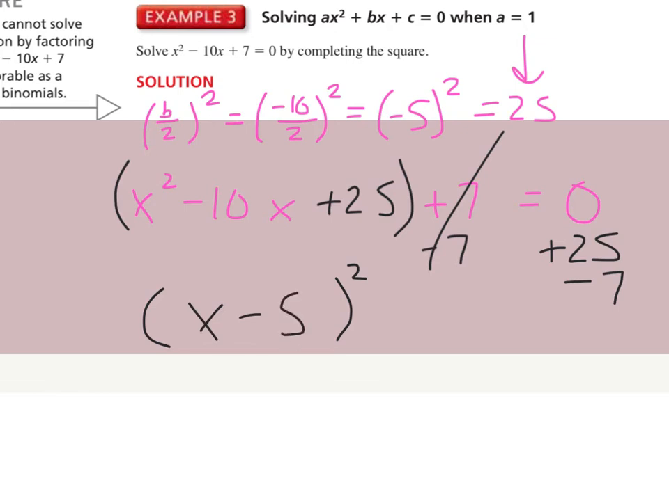X minus 5. Remember, we get that number from our parentheses here. So we just put that x minus 5 is equal to, and then we need to do 25 minus 7 because that's everything that we have on our right side of the equation, which would be 18. Now how do we solve from here?